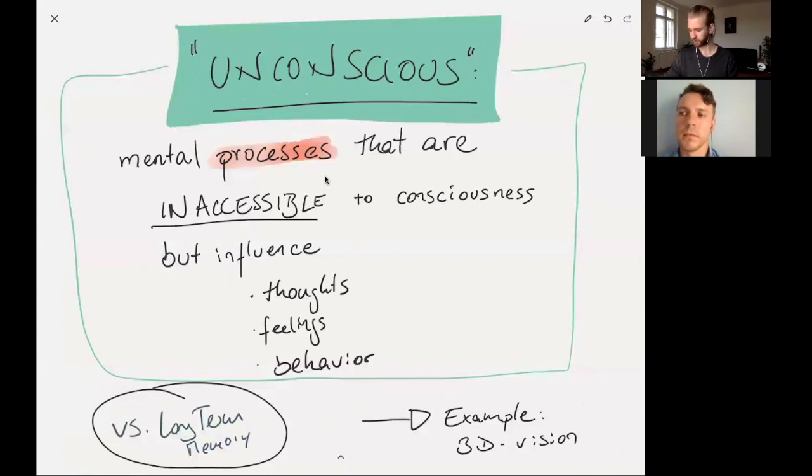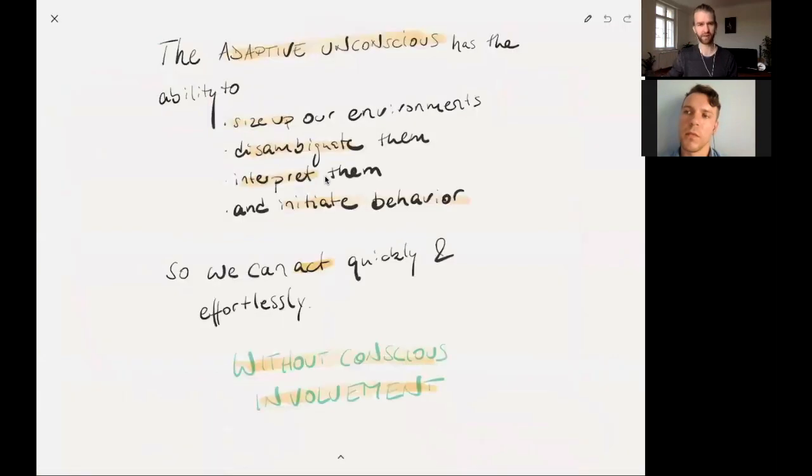Mm. And he goes into that as one example: I can try as much as I want to, I won't become conscious of how my brain and my mind are taking all these bits of information hitting my retina and turning them into 3D vision. That's mental processing. He then goes into quite a lot of detail explaining the adaptive unconscious, but he brings it together by saying the adaptive unconscious has the ability to size up our environments, disambiguate them, interpret them, and then initiate behavior so we can act quickly and effortlessly. That's his core definition of what the adaptive unconscious, or our unconscious, actually does.